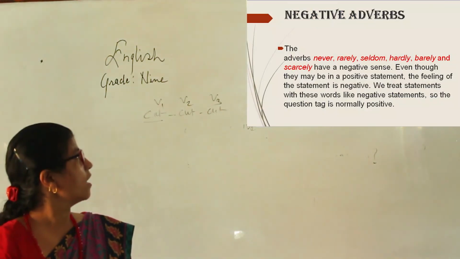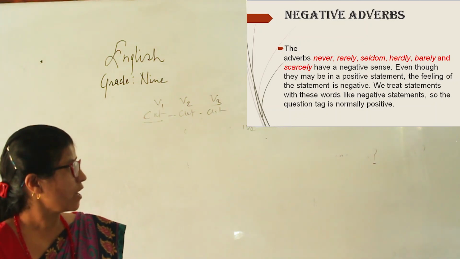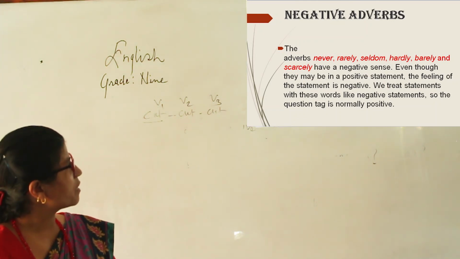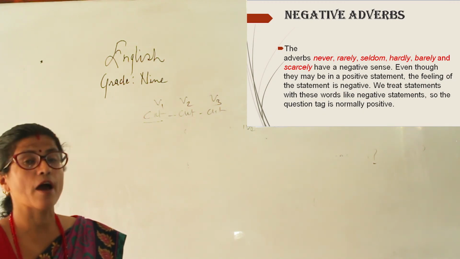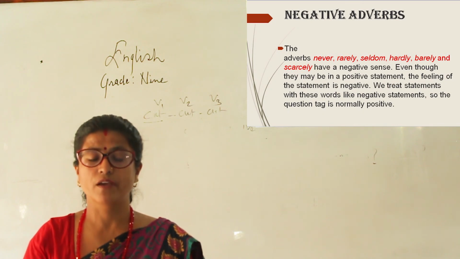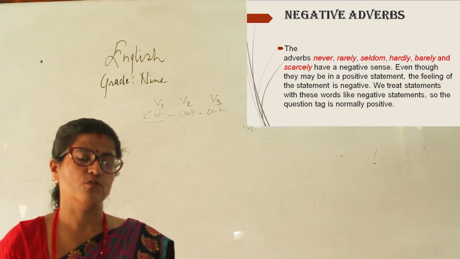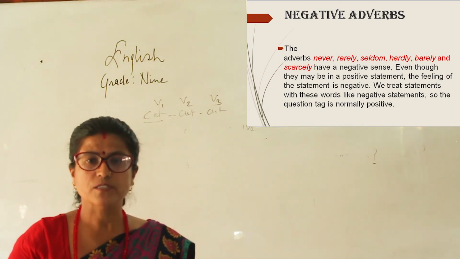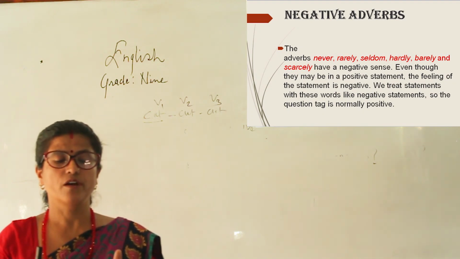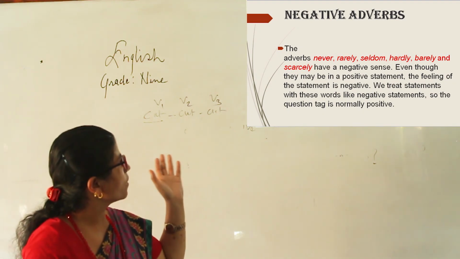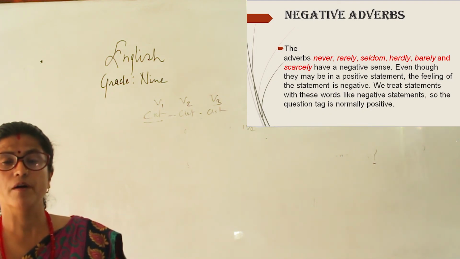Hello, my dear students. Let's see some of the words we use and then we see in our language also while using them. Adverbs like never, rarely, seldom, hardly, barely, and scarcely have negative meaning, and whenever we use them in a sentence, like he never does his homework, does he, we use. Okay, she hardly passed the exam, did she, we say. So hardly, never, scarcely, these are negative words. When we use them in a sentence, they always have a positive tag.